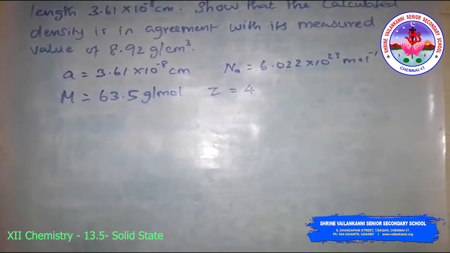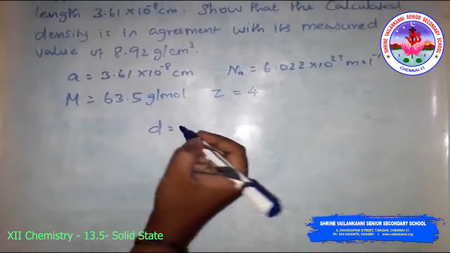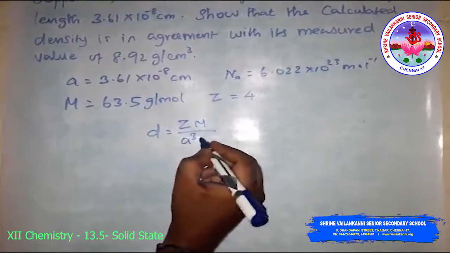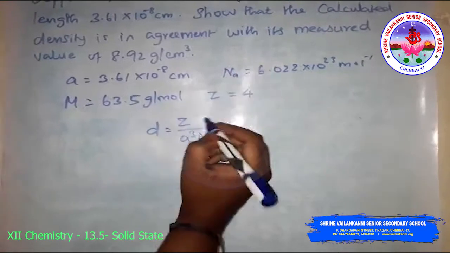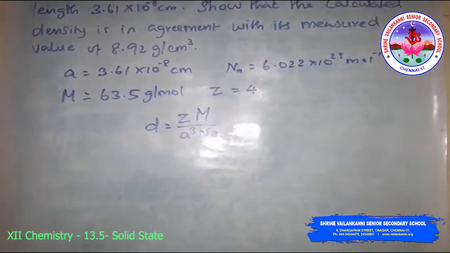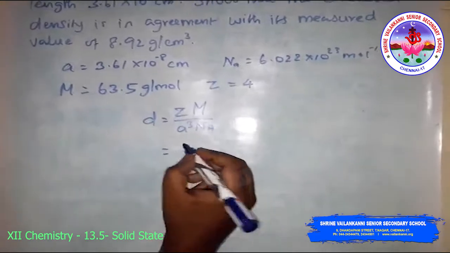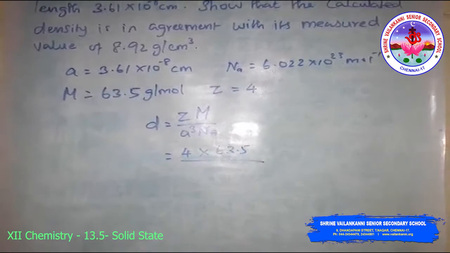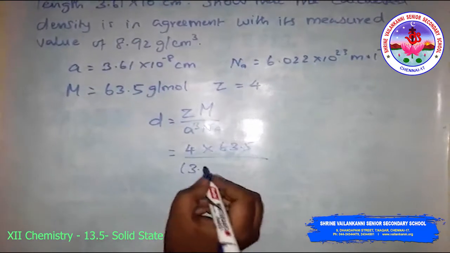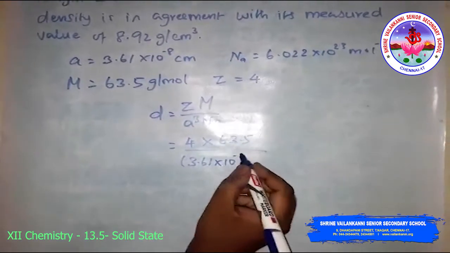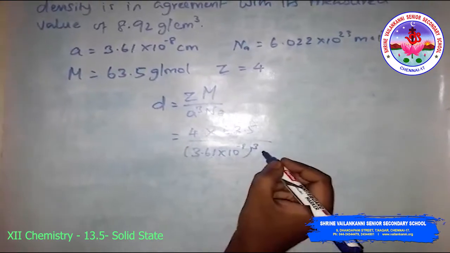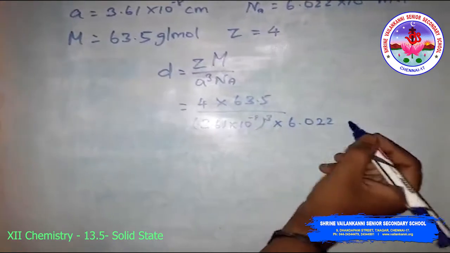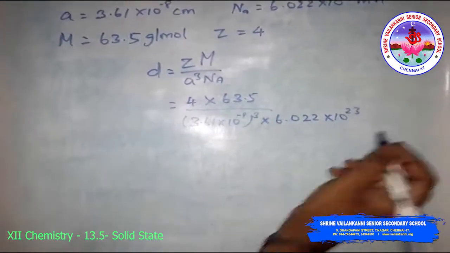Now applying the relation, d is equal to what? The formula is d = Zm divided by a cube into Na. Here m is the molecular mass. Z is 4, molecular mass is 63.5, divided by a cube, which is (3.61 × 10^-8) to the whole cube, into Avogadro number, 6.022 × 10^23.